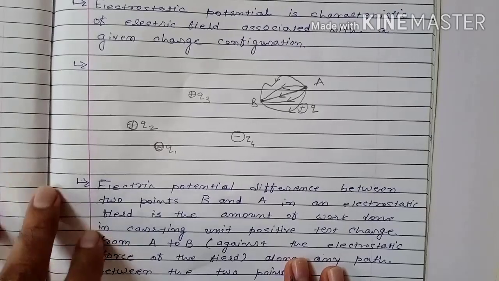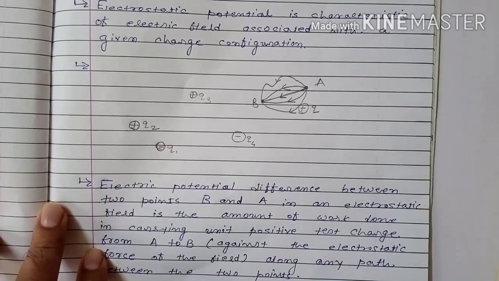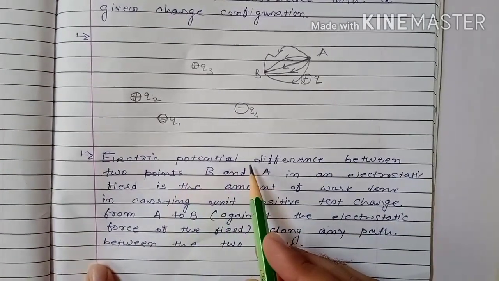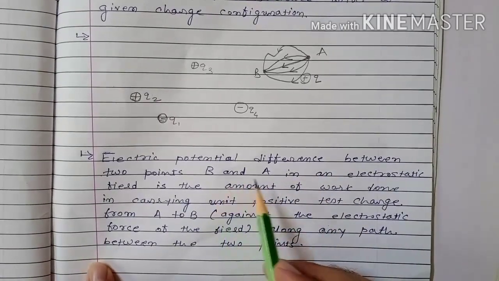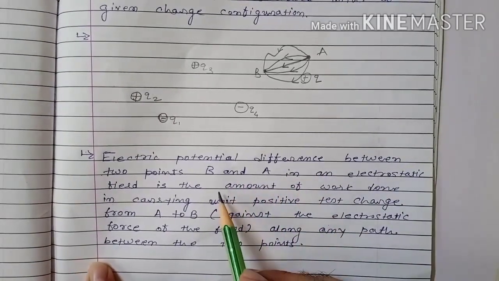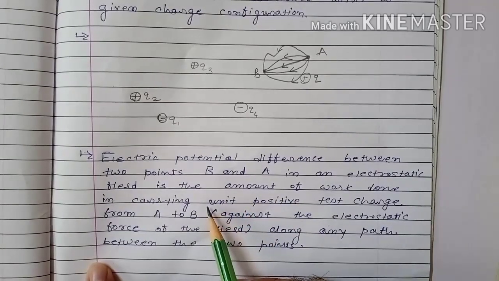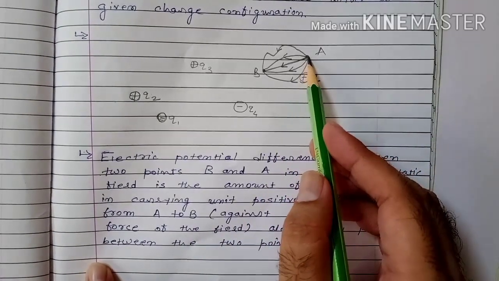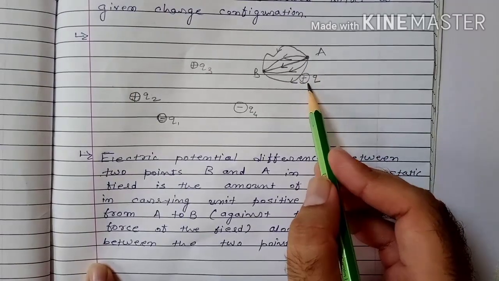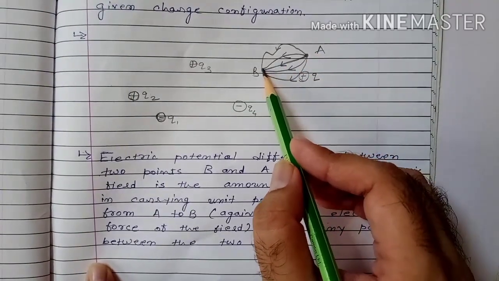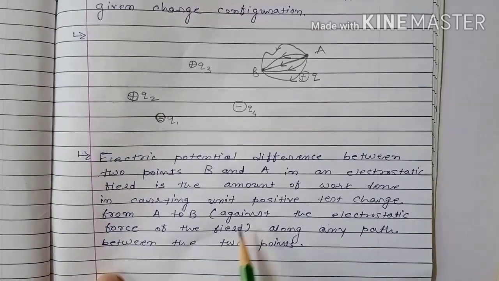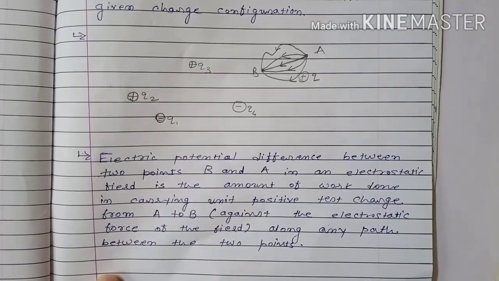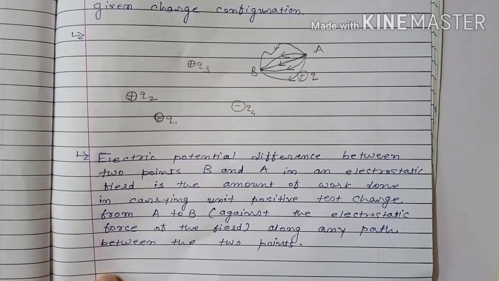Because we know that work done by a conservative force does not depend on path, it depends only on initial and final position. What is electrostatic potential? Electric potential difference between 2 points B and A in an electrostatic field is the amount of work done in carrying unit positive test charge from A to B against the electrostatic force of the field along any path between the 2 points. That will give you electrostatic potential difference.